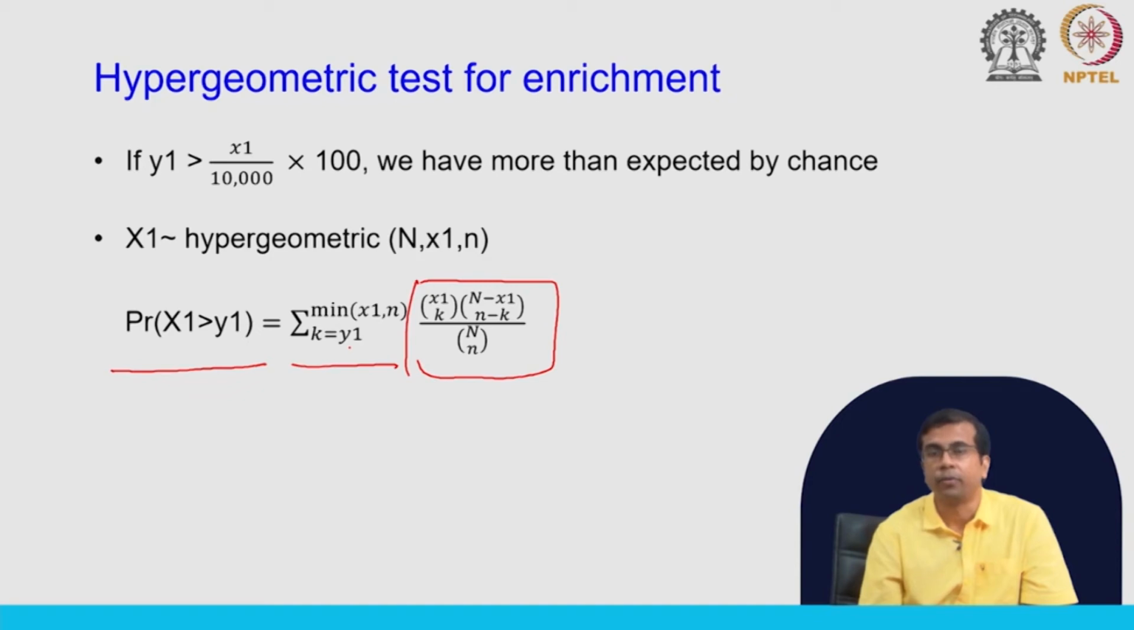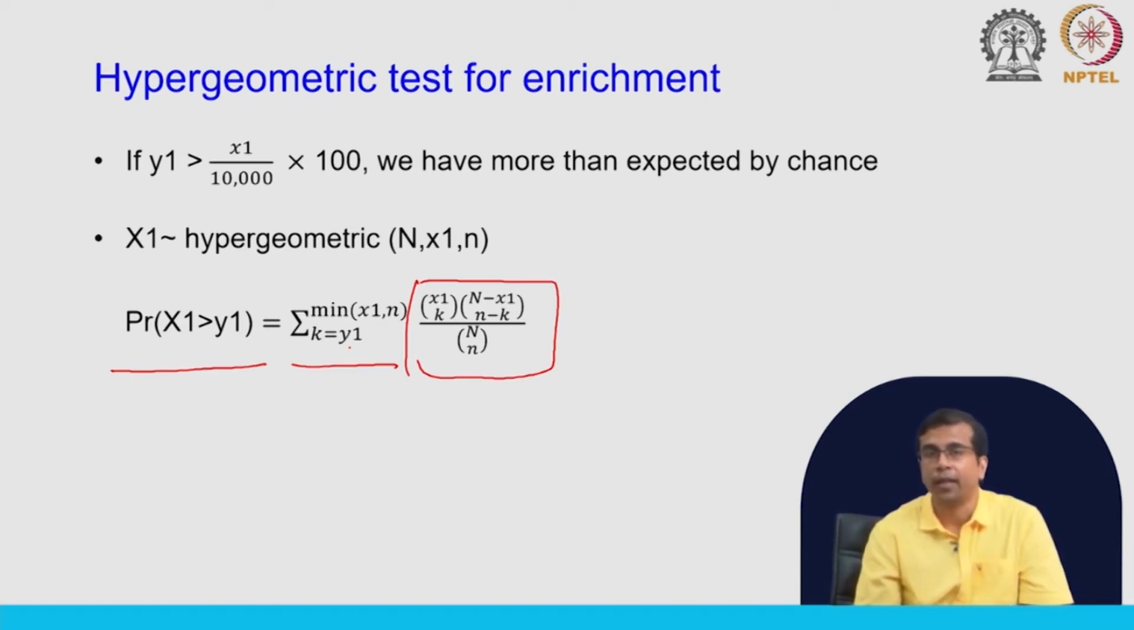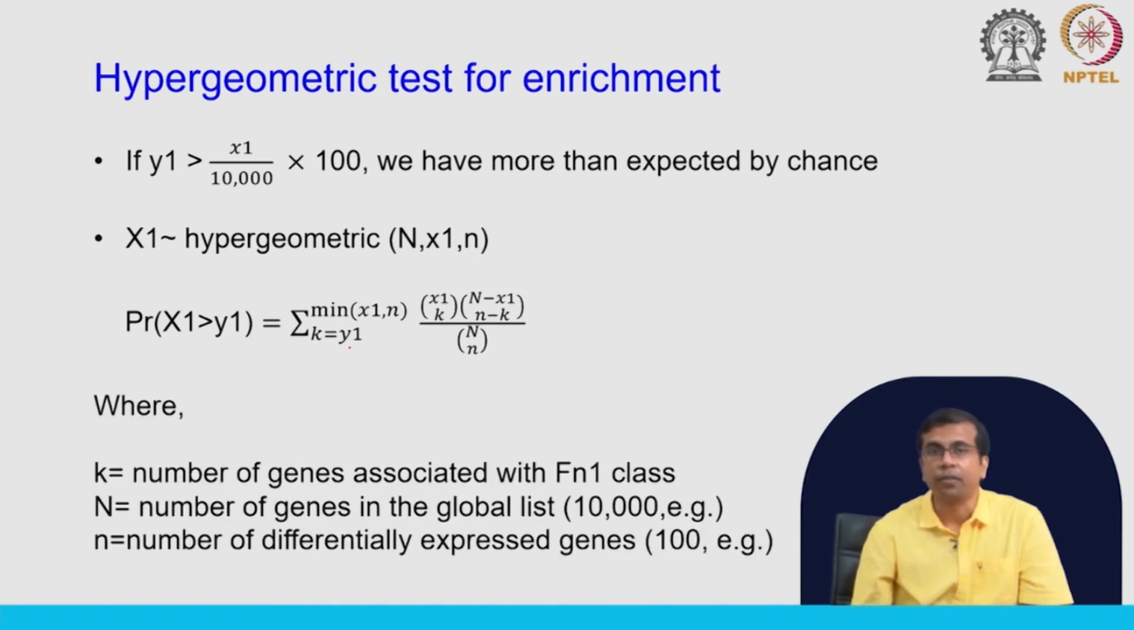So, this will give us the probability of observing more extreme values compared to y1. Okay. So, you can look at the hypergeometric distribution formula and you will see we can calculate this in this way. Now, once we calculate this, here just to mention, k is the number of genes associated with function 1. This is what we have discussed.